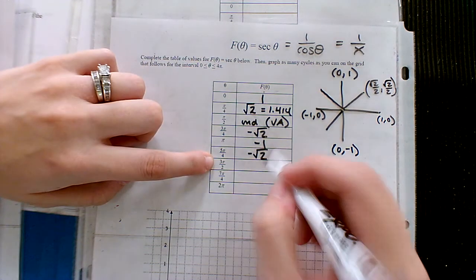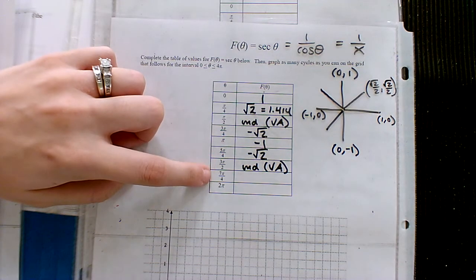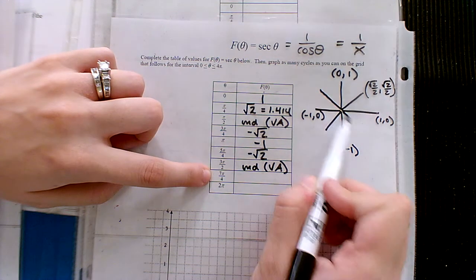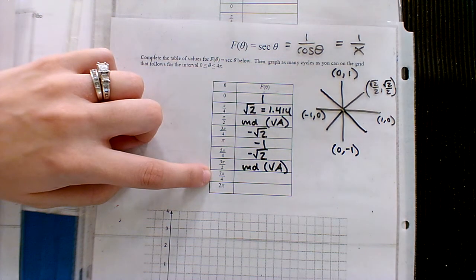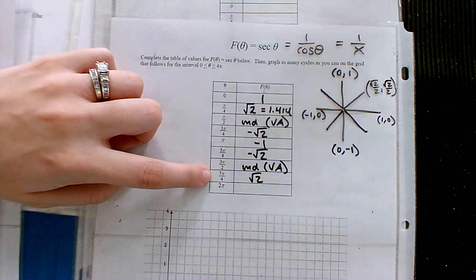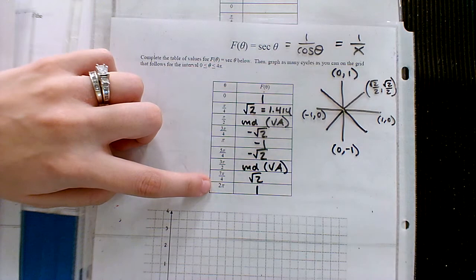Bottom coordinate, 1 over 0, undefined. Seven pi over 4, middle of the fourth quadrant. X is positive there. And back to where we started, we'll be at 1.